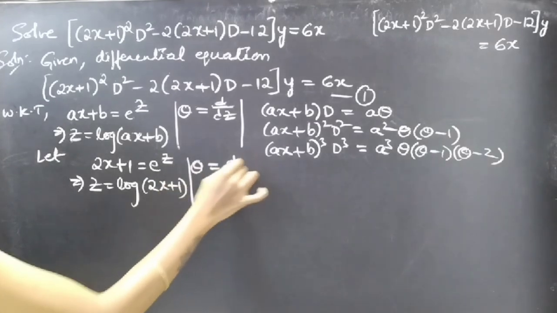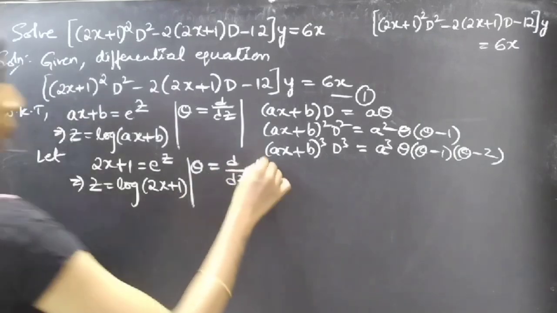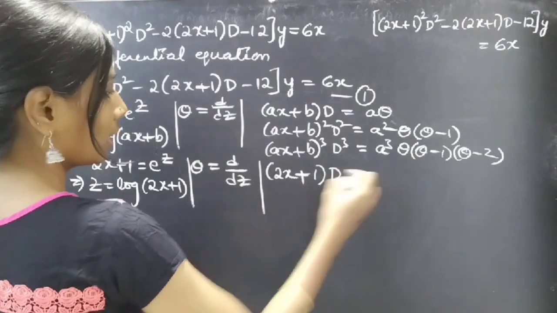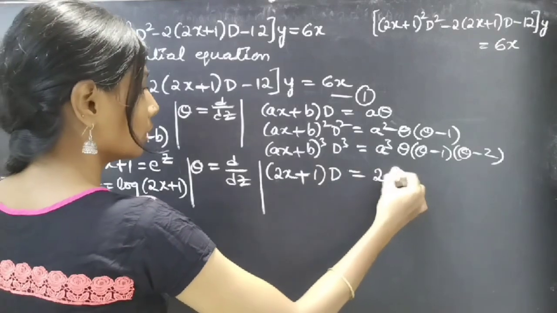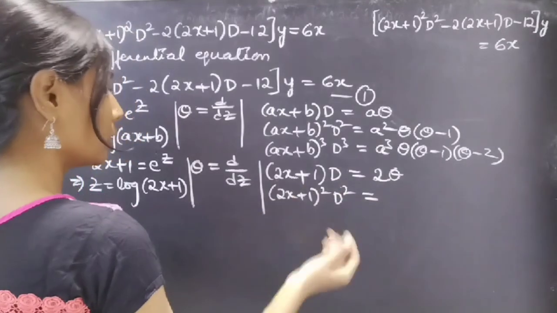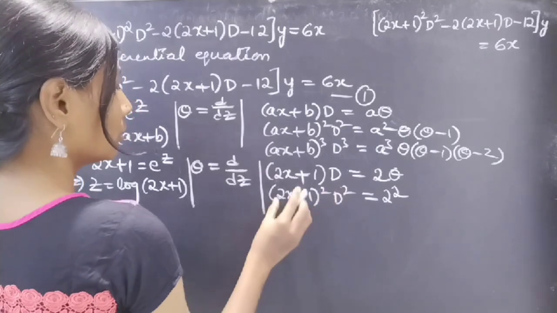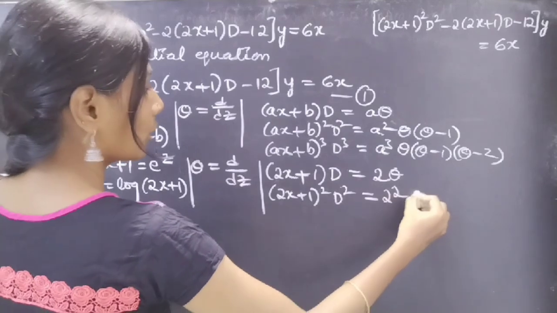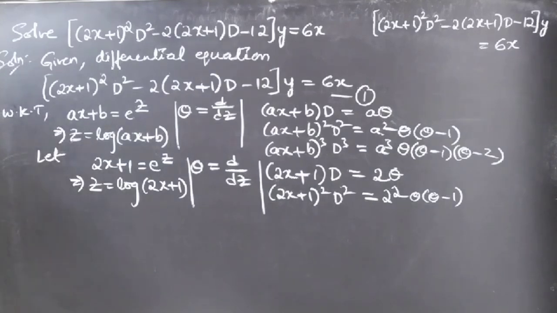And we'll replace theta, which is nothing but d by dz. Also we can replace 2x plus 1 into d by dx, since the coefficient of x is 2, so I'll get 2 into theta. And 2x plus 1 whole square into d square can be replaced by 2 square, since it is d square, into theta of theta minus 1. It's a formula, okay? You just need to remember that.